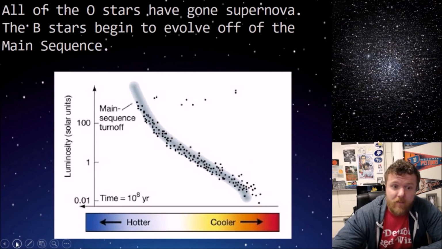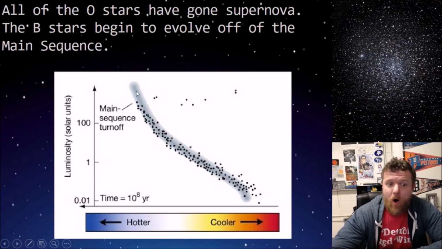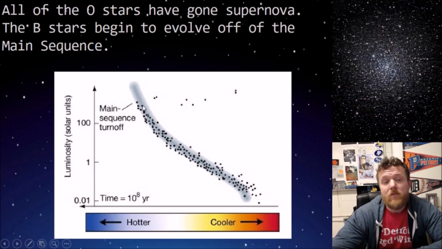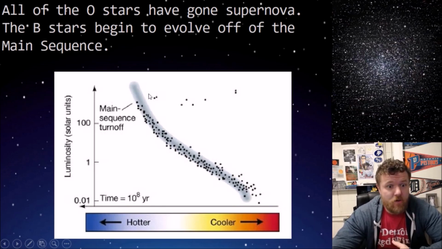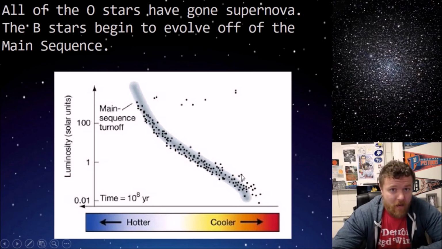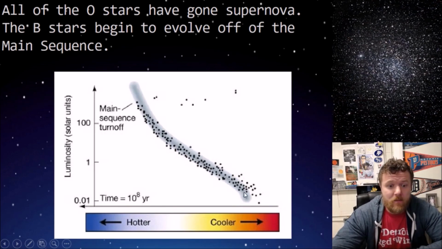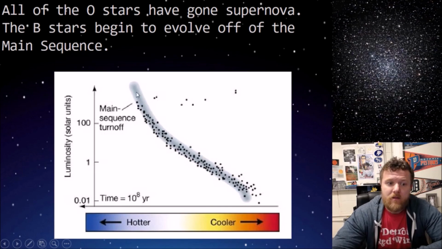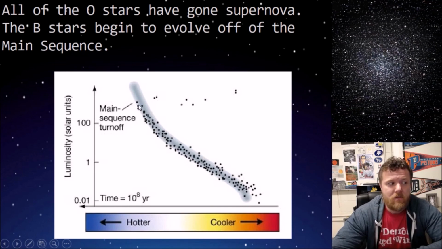From 10 million years up to 100 million years, now all of the O stars are gone, and some of the B stars have started to turn off of the main sequence. You now have all of your low mass stars on the main sequence, but you can see that the turnoff point went from here down to about here.